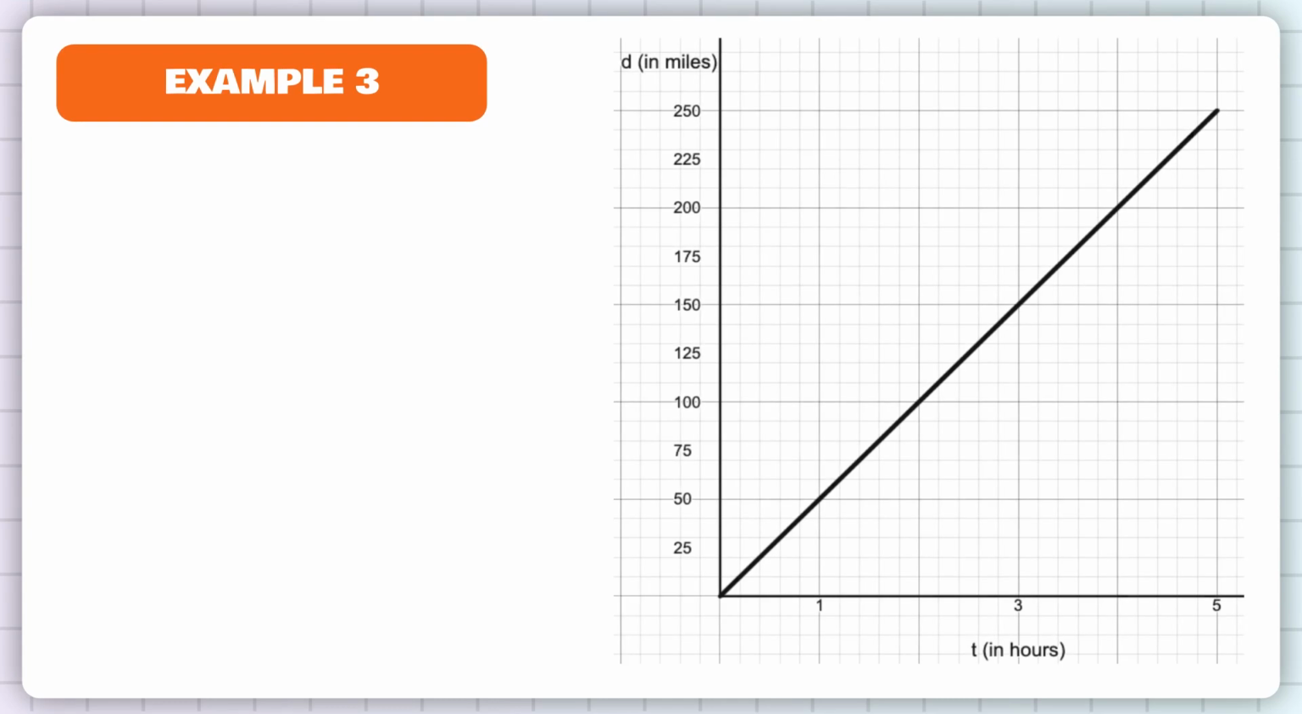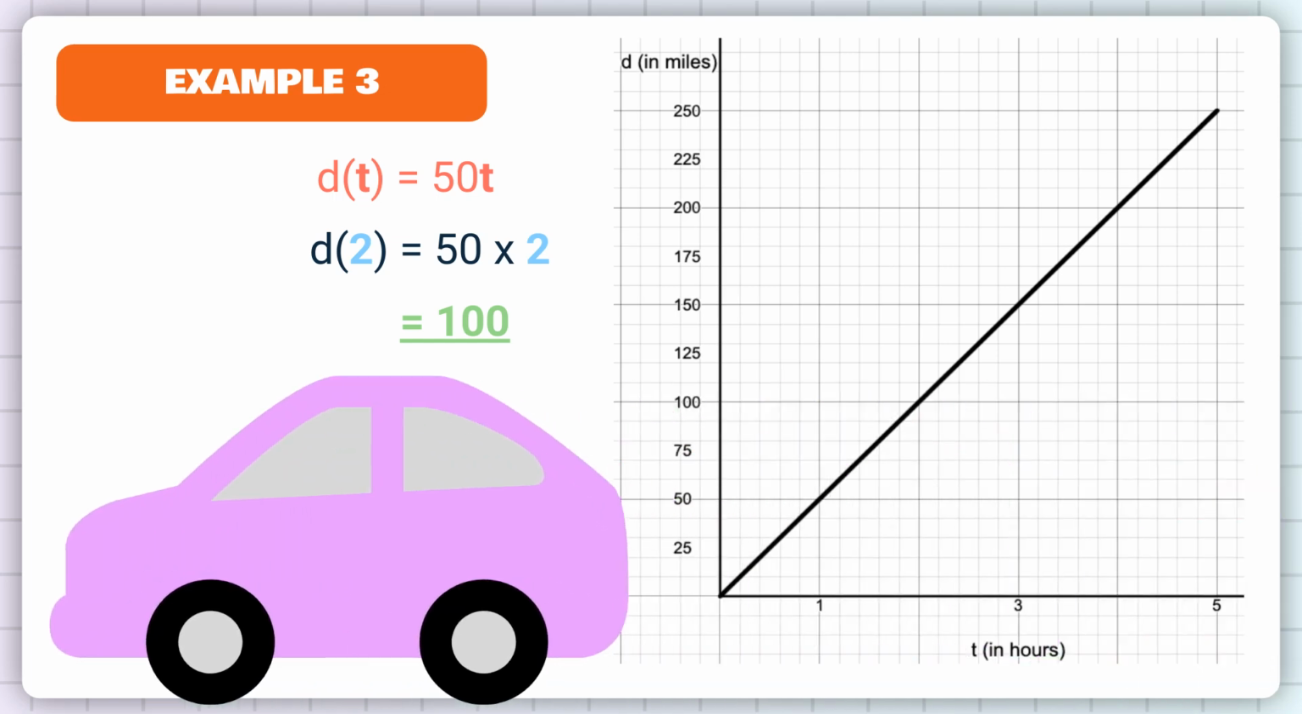Next, let's look at a graphical example. Consider a graph showing the distance, d, traveled by a car over time, t. The graph is a straight line passing through the origin with a slope of 50 miles per hour. This means the function can be written like this. Let's find out how far the car travels in 2 hours. Using the function, we substitute t with 2. Then we can multiply 50 by 2 to give us a final answer of 100. So the car travels 100 miles in 2 hours. The graph helps us visualize this relationship and makes it easier to interpret the data.